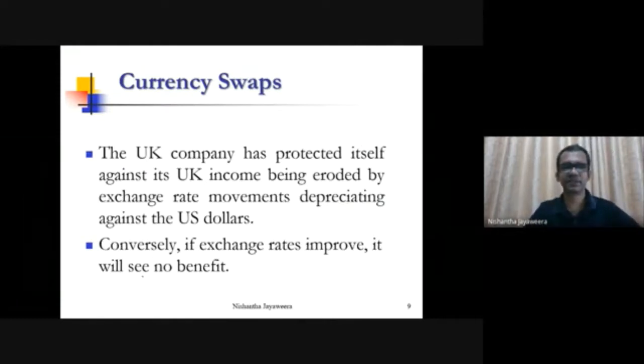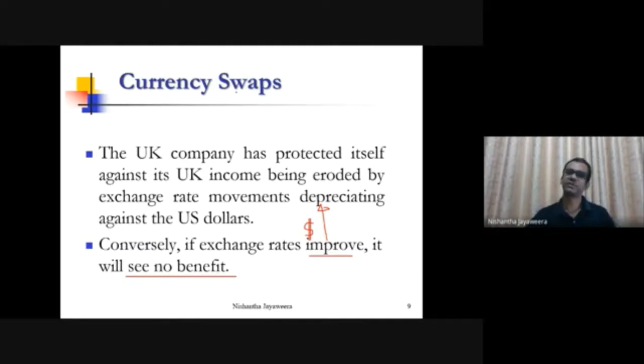So this is what I mentioned. If the exchange rate improves, that means if the dollar appreciates, you will not get any benefit by entering into a cross currency swap. But if you have bought a series of options, all options on sterling, then you can get the benefit. You can forget about the option. You can buy at the market at a lower price. But by entering into a cross currency swap, you don't have that option. This is a sort of forward commitment type.